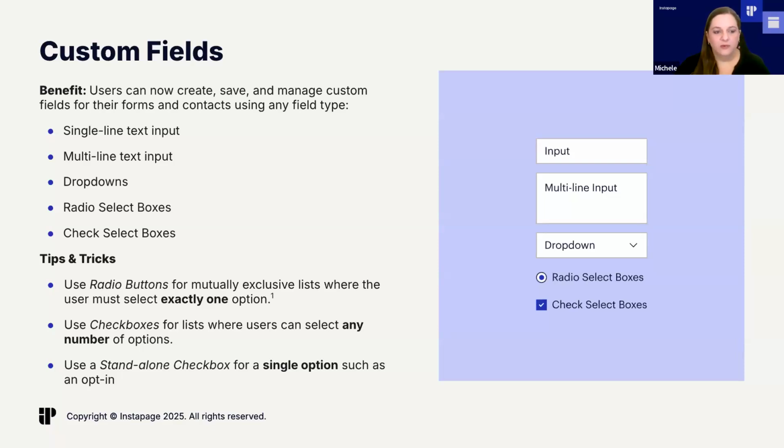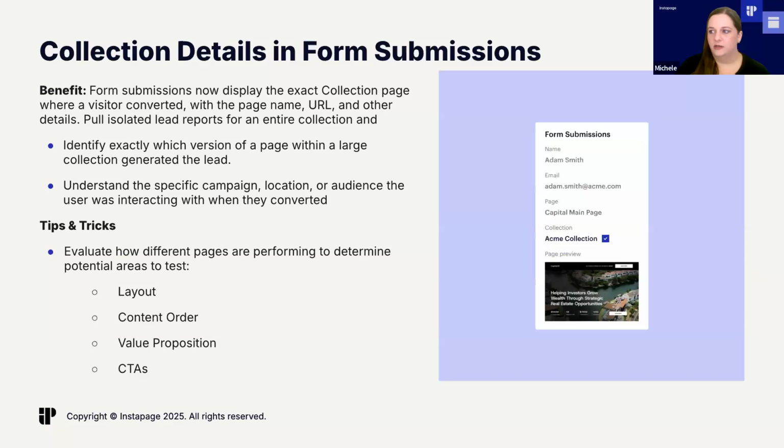The next item we wanted to take a look at today was our new collection details in form submissions. Can you tell us about that? Yeah, this update is great for anyone who likes analyzing their raw form submission data. Now any submission from a collection page includes extra details like the collection ID and page name, so you can quickly spot performance trends. You also get real-time timestamps for deeper trend analysis, plus the ability to download the data if you want to dive even further.